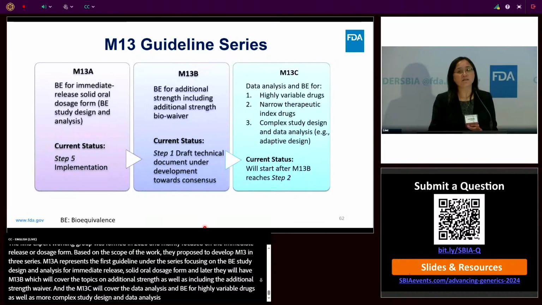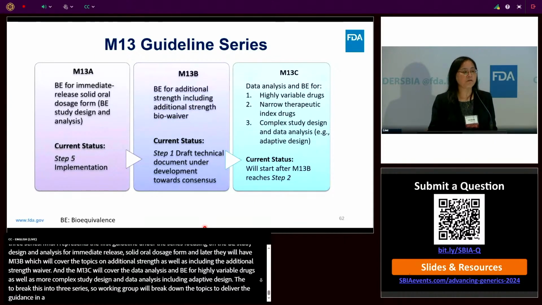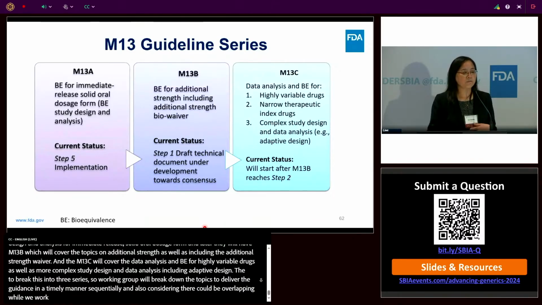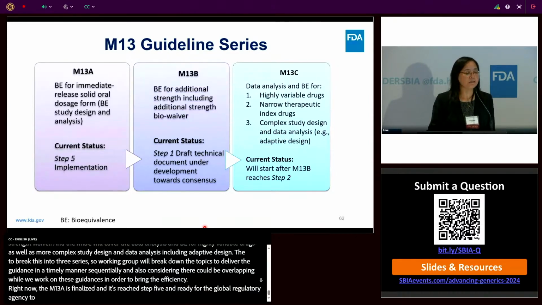The reason to break this into 3 series is so the working group will be able to break down the topics so we can deliver those finalized guidances in a timely manner, in sequence, but also consider there could be some overlapping while we work on those guidances in order to bring efficiency. So right now the M13A is finalized. We are very happy. Now it has reached Step 5 and it's ready for the global regulatory agencies to implement this guidance in generic drug development.